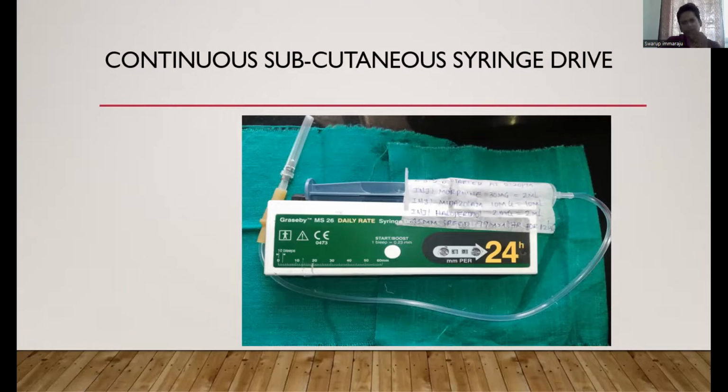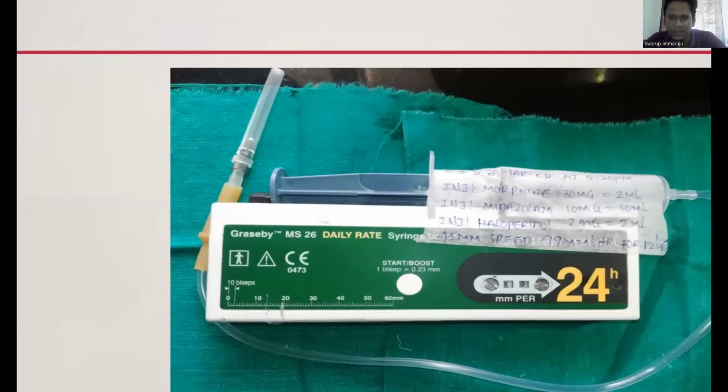That's fine. Okay, so there are some drugs which are mixed together. There are a few compatible drugs mixed together, like morphine. I'll just read out for you: morphine 30 mg, midazolam 10 mg, that is 10 ml, and haloperidol 2 mg. All these drugs have been mixed together, and we started at a particular point of time. Come back to the case scenario we discussed.